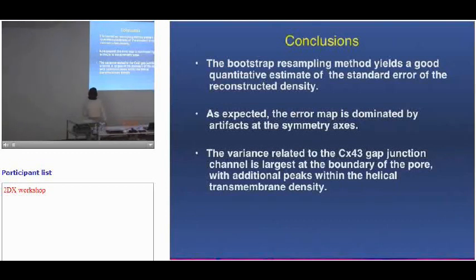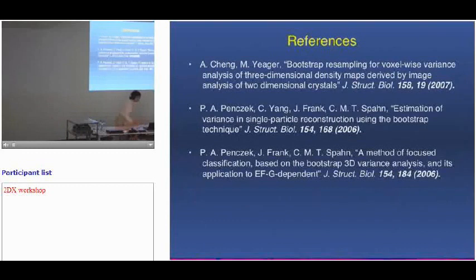So in conclusion, the method yielded a good estimate of the standard error of your reconstruction. Once I calculated it out, it's as expected, dominated by the artifact at the symmetry axis. And the third is that the variances I got for the gap junction are largest at the boundary of the pore, with some other different locations.